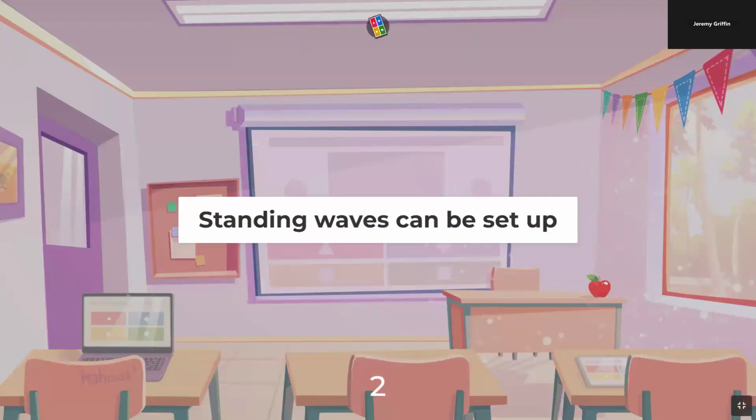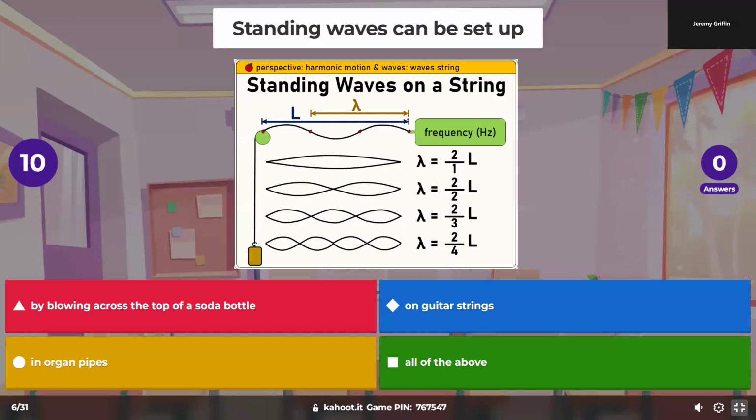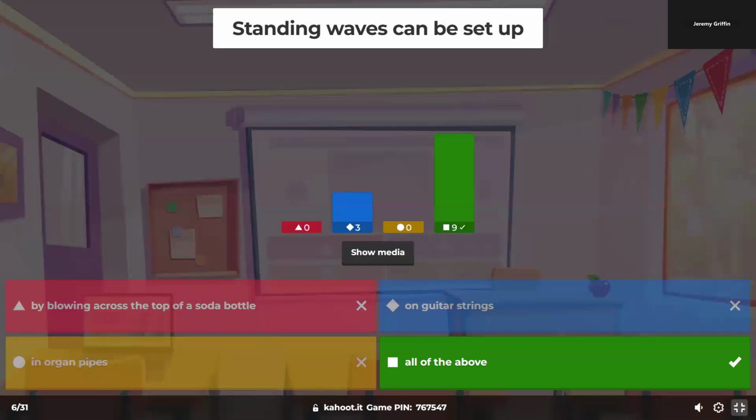Standing waves can be set up. Now, those are different categories of waves, like blowing across the top of a bottle or organ pipes. I think those would be more like longitudinal sound waves, pressure waves. Guitar string, I think, is more like a transverse wave. But they can be standing waves.